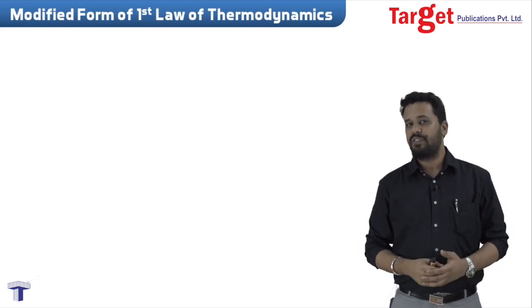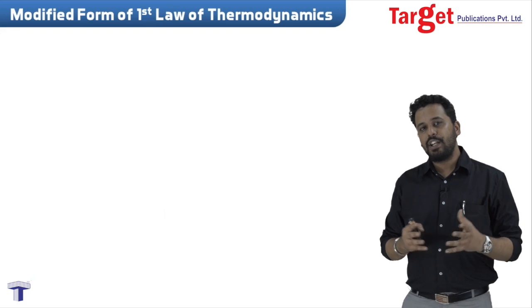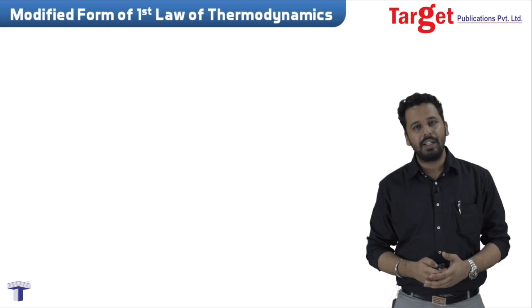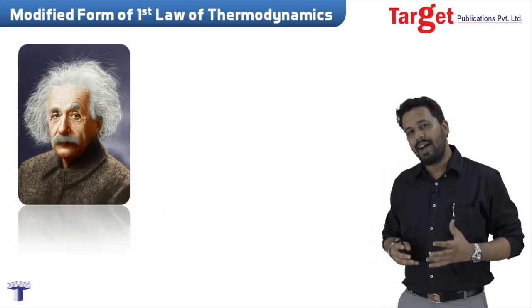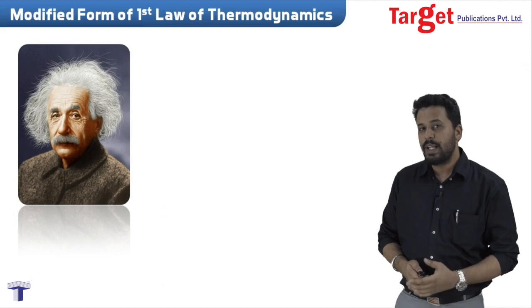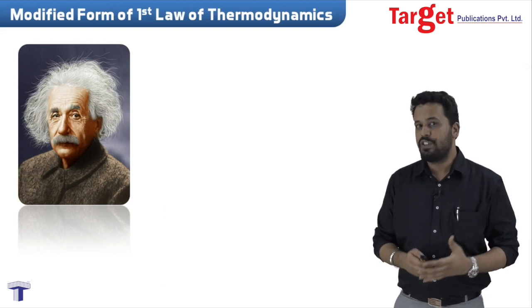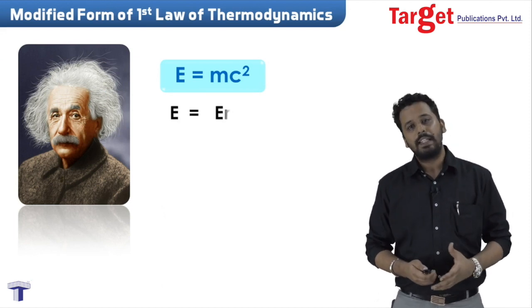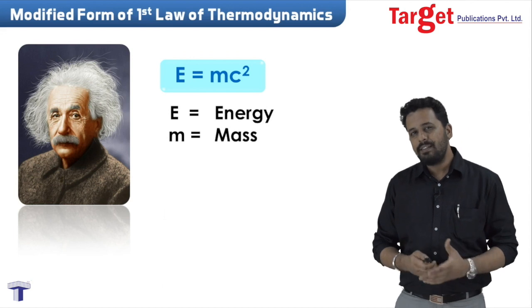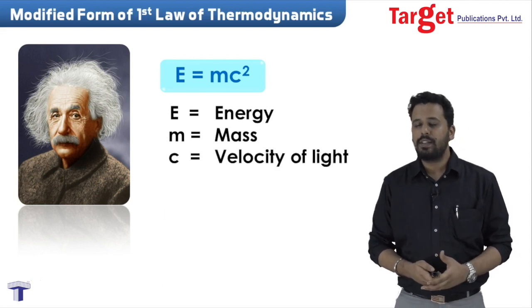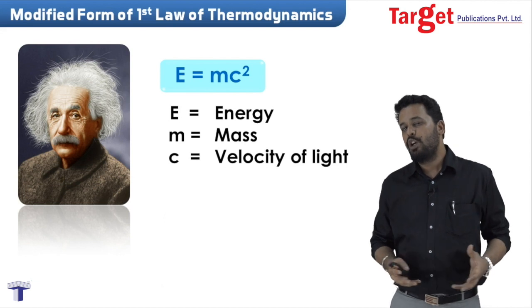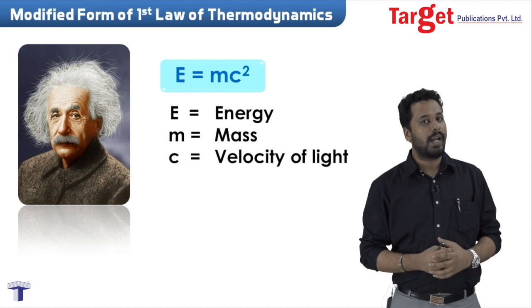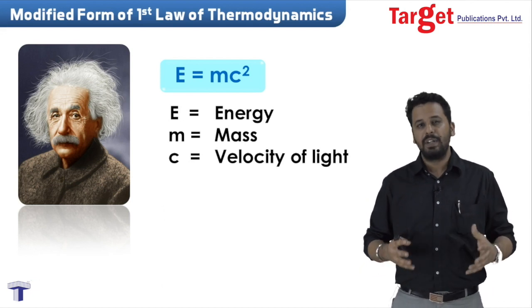This modified form of first law of thermodynamics is an application of the theory of relativity. And you know that the theory of relativity was given by the big man himself, that is Albert Einstein. We also know that the equation of the theory of general relativity is E is equal to mc square, where E is the energy, m is mass, and c is the velocity of light, or the velocity of electromagnetic radiation through vacuum. That is 3 into 10 raised to 8 meters per second. Light is really very fast.